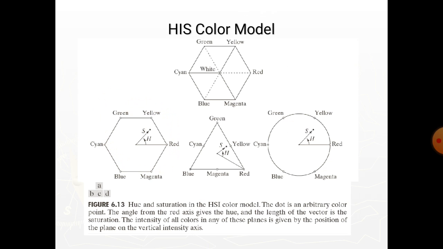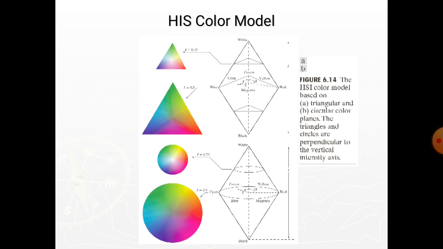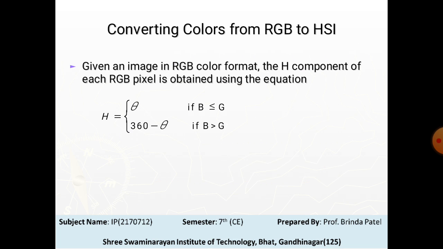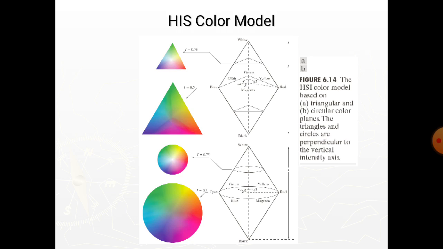In figures C and D, the shape chosen does not matter, because any one of these shapes can be warped into one of the other two by a geometric transformation. This figure shows the HSI model based on the color triangles and also on the circles.